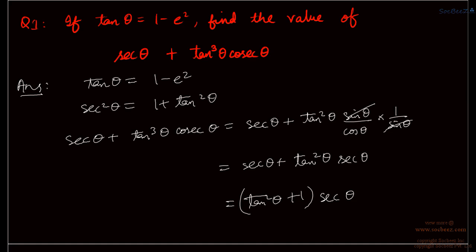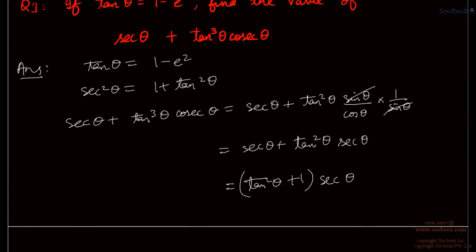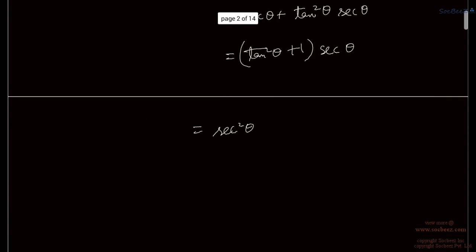Now tan square theta plus 1, which we just wrote on the previous page, is nothing but secant square theta. As you can see here, secant square theta is equal to 1 plus tan square theta. Let's call it 1. So using 1 we can see that tan square theta plus 1 is nothing but secant square theta. So this is nothing but secant square theta into secant theta, or secant cube theta.